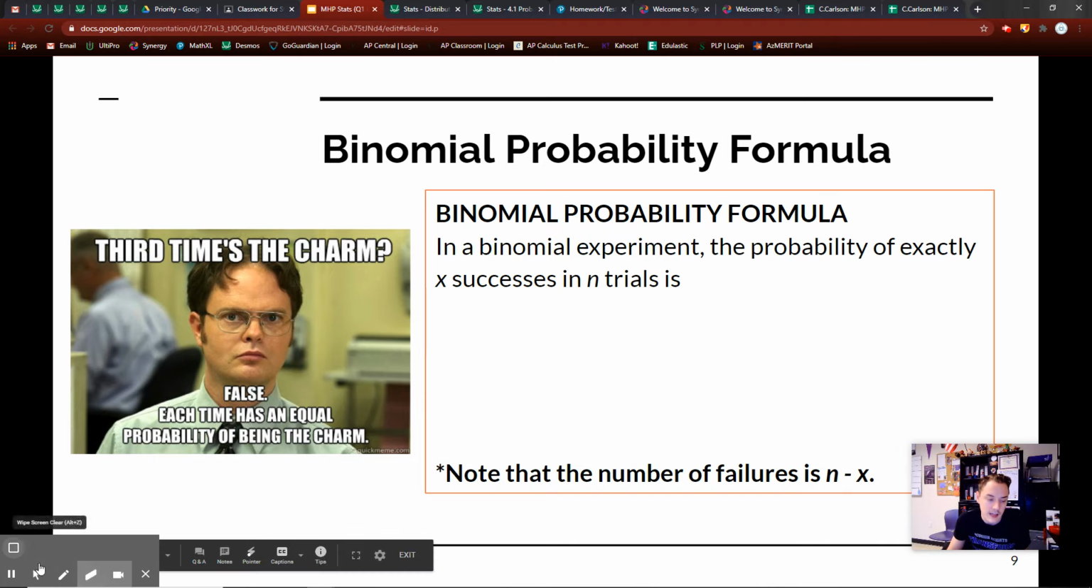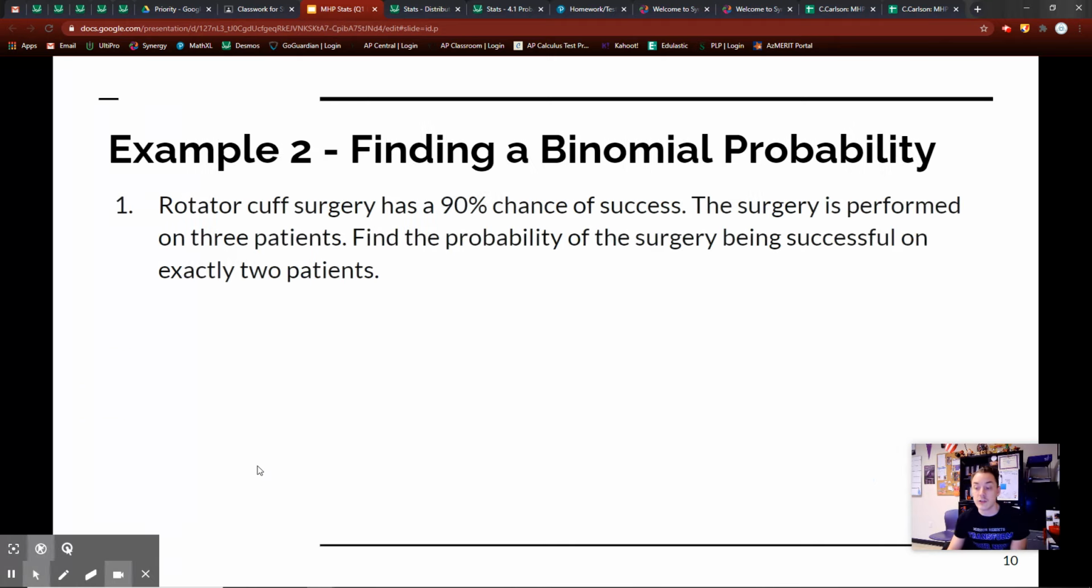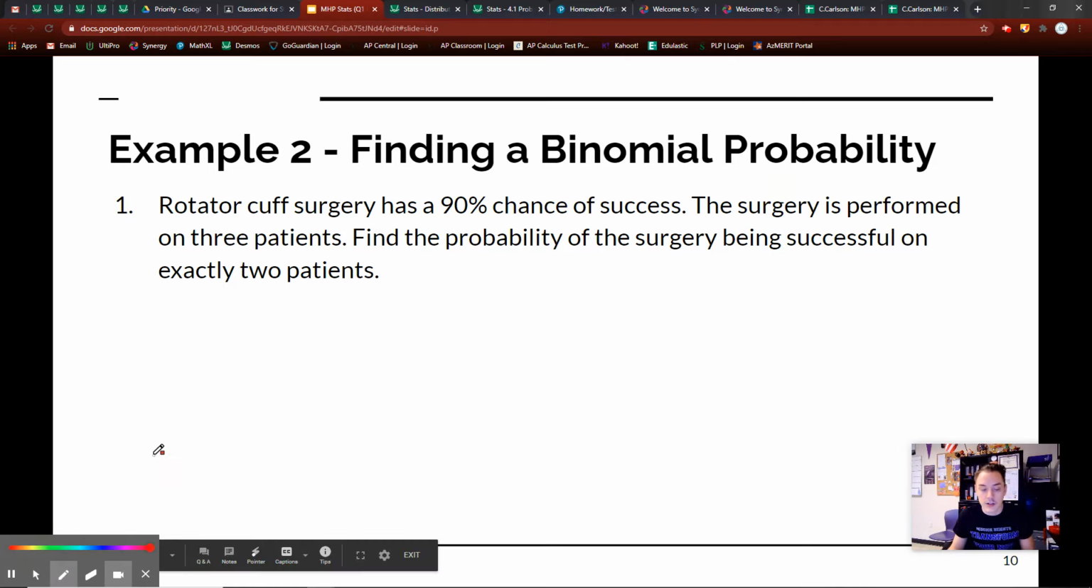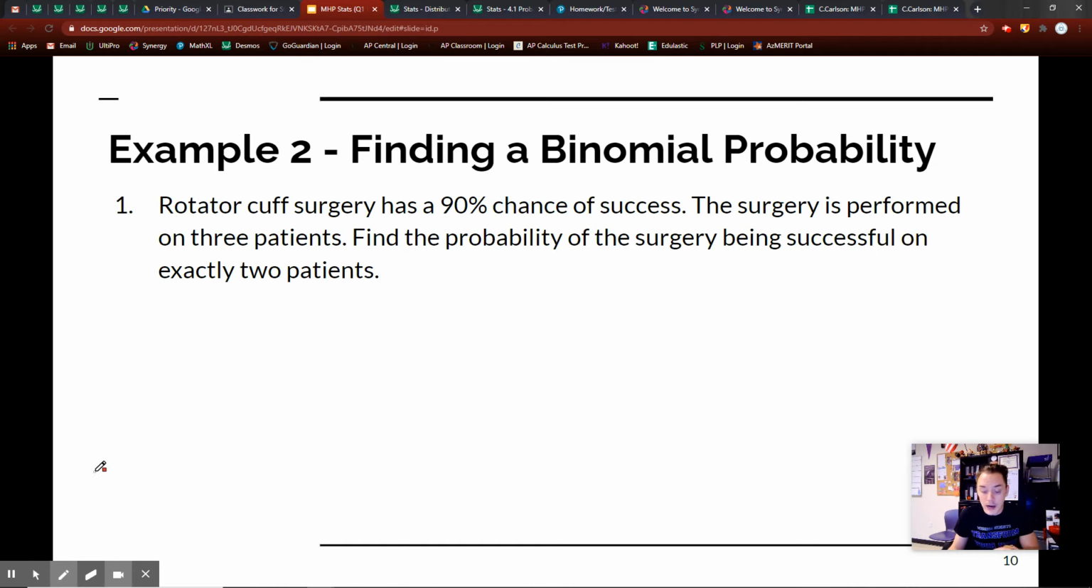So let's erase and do this by hand. Rotator cuff surgery has a 90% chance of success. The surgery is performed on 3 patients. So you do have one trial, and it's the surgery. Then you have 3 independent trials within that, and that is the N. And then you have success or failure, so you have 2 outcomes here.